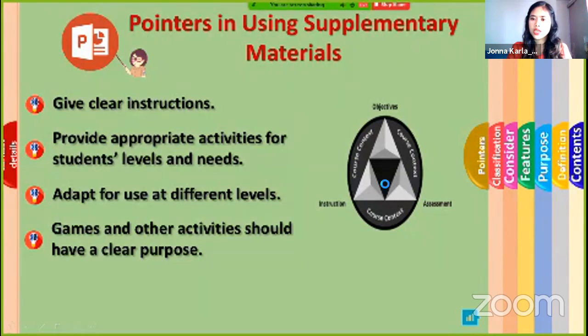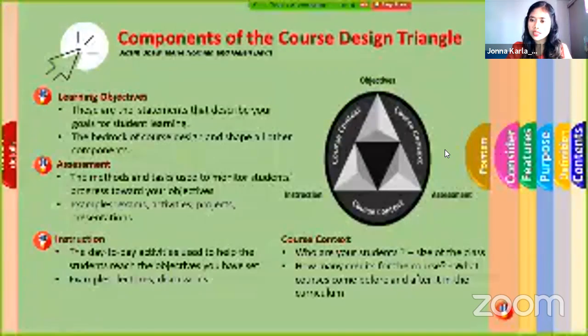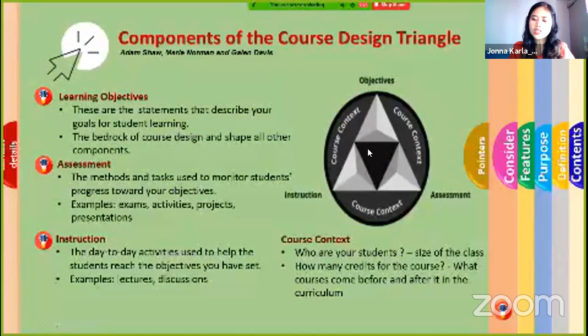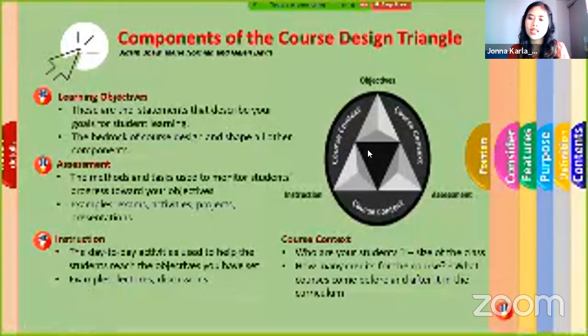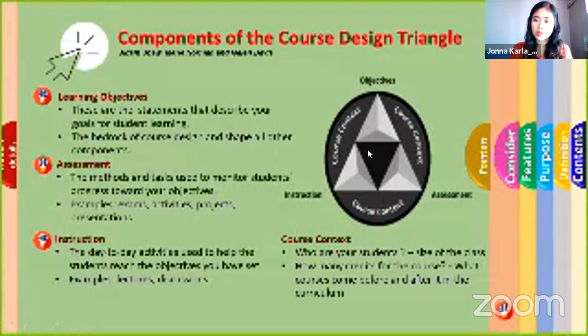So as you could see here, we have the components of the course design triangle. The course content is included inside. In the course contents, it gives you an idea about who your students are. First thing that you ask, if this is the section that I'm going to handle, who are these students? Consider also the class size, because there are some online platforms wherein there is a limit as to the number of participants that could be accommodated.